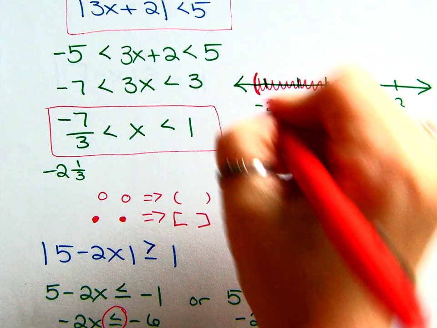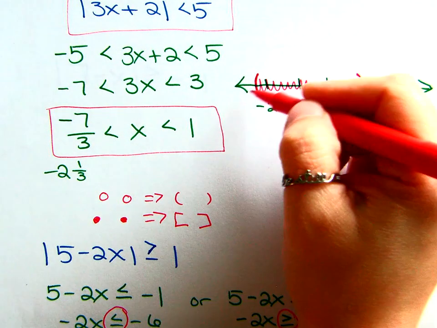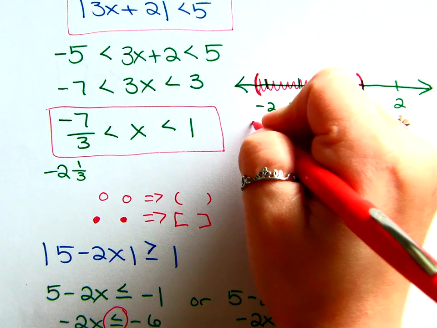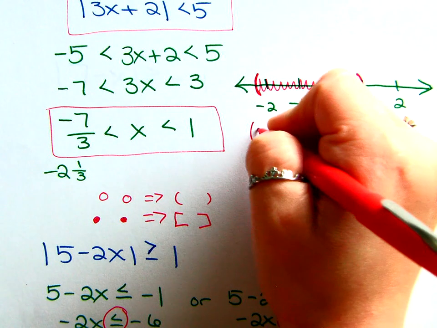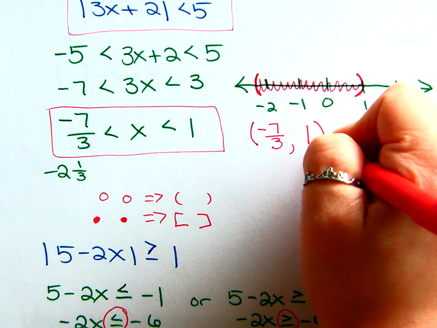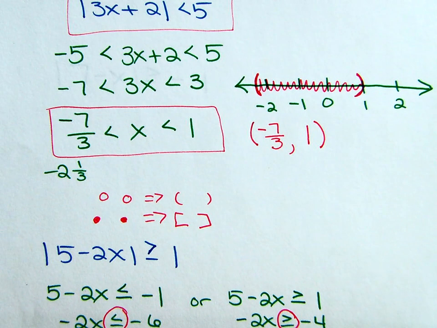So the reason I like to use these parentheses and brackets is because right off of my graph, I can have my interval notation. I'm going to have parentheses, my lower limit, which is the negative 7/3, comma, my upper limit, end parentheses, and there's my interval notation for that solution set.